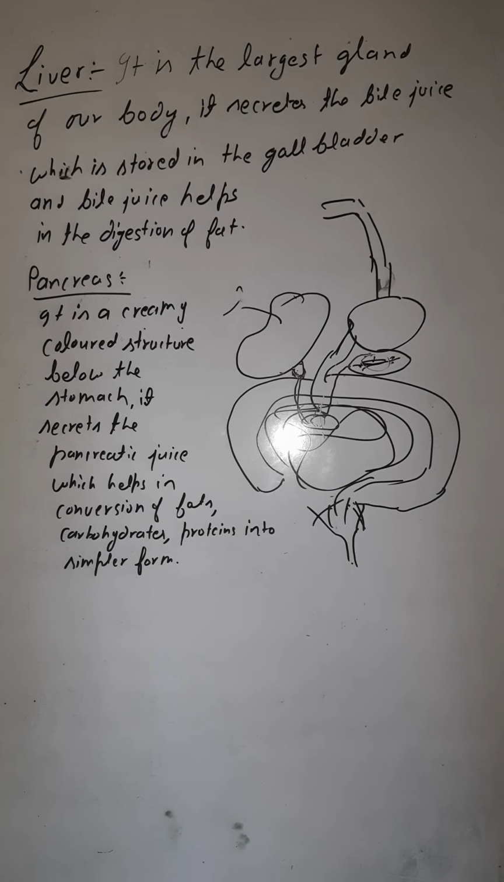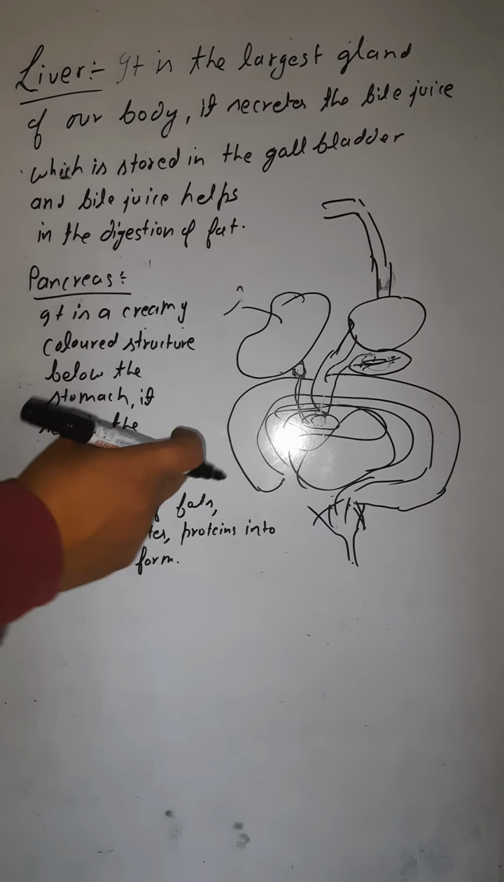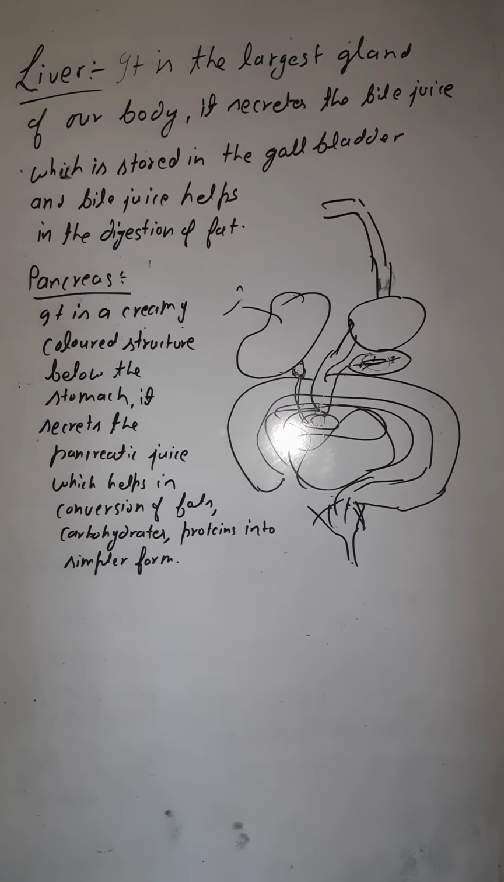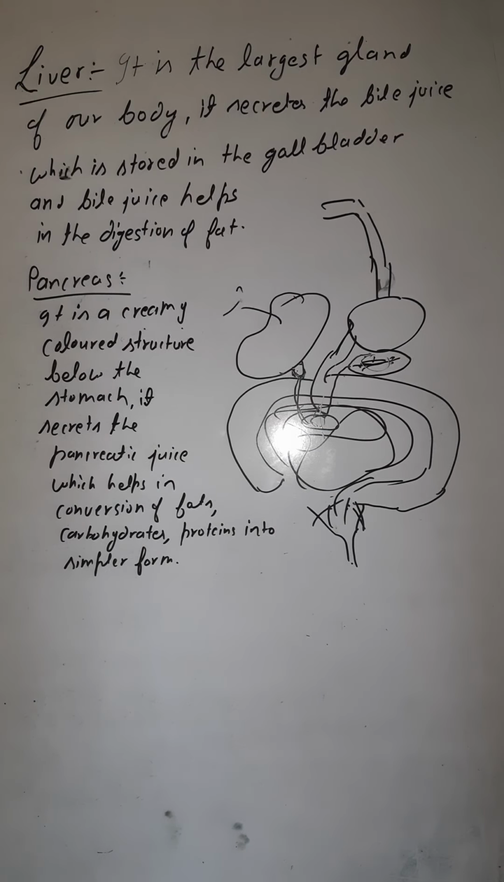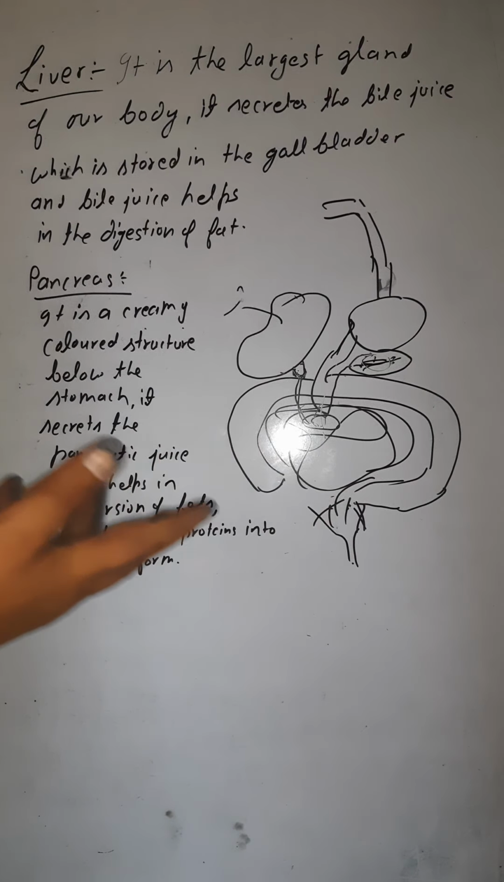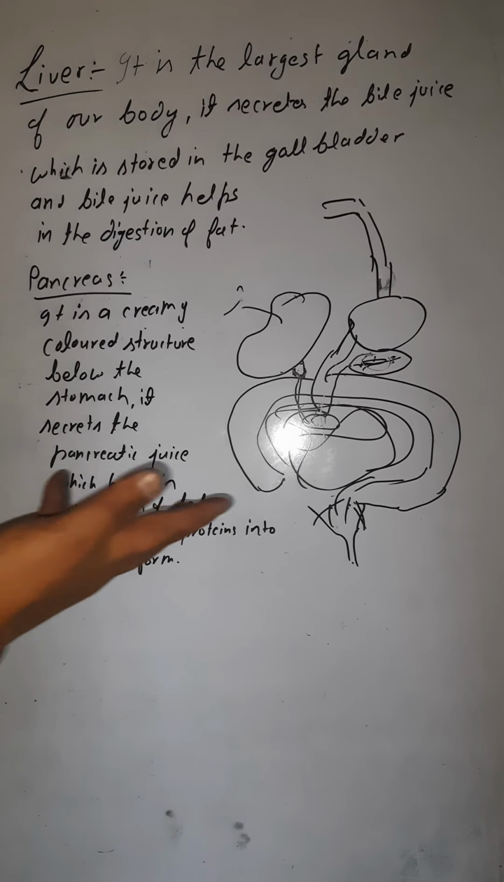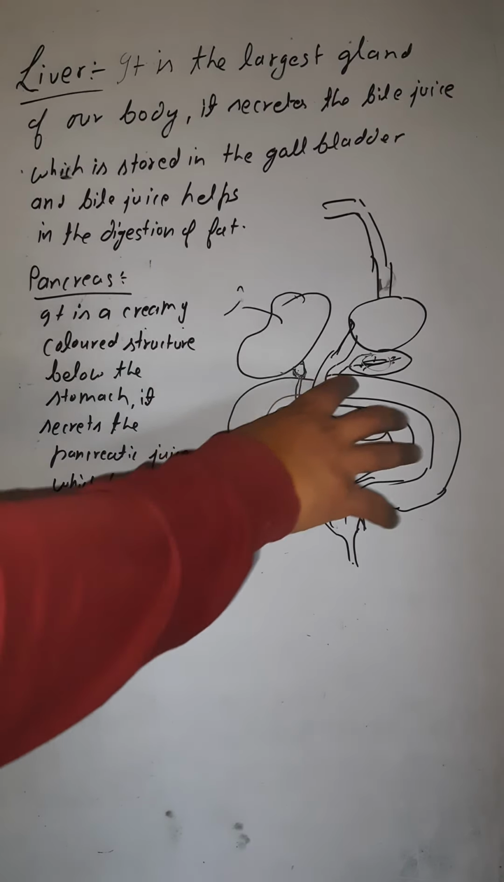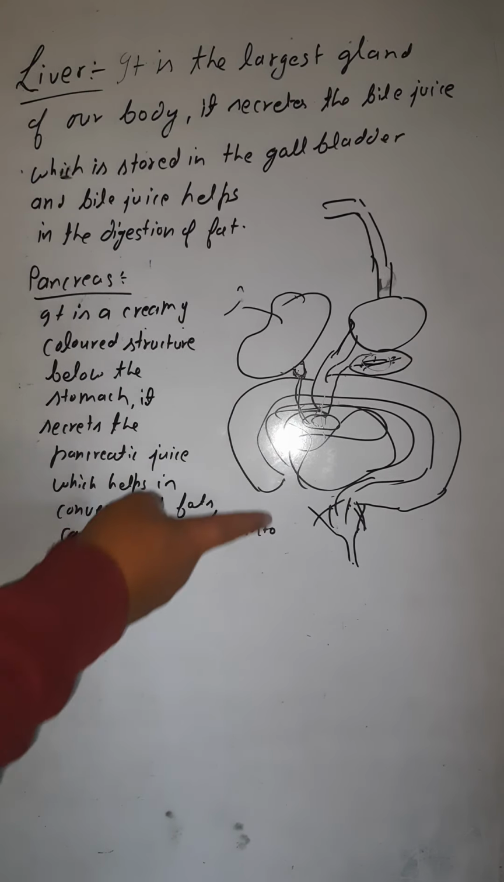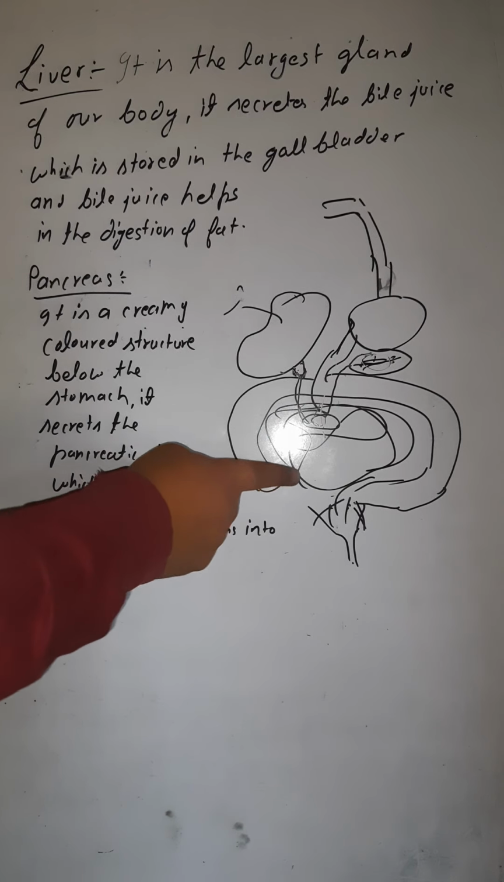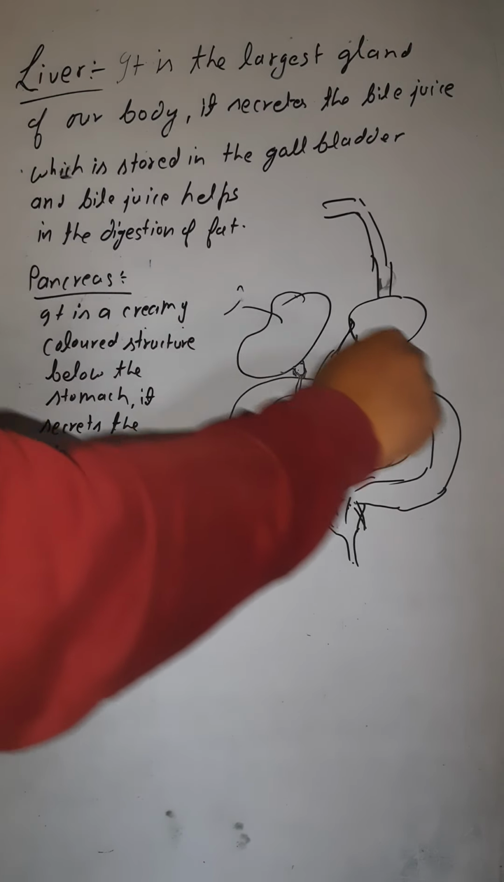Now next, the very important organ of the human digestive system is the large intestine. As the food gets digested and the important components have been absorbed by the small intestine, the undigested food that has not been absorbed now goes into the large intestine.